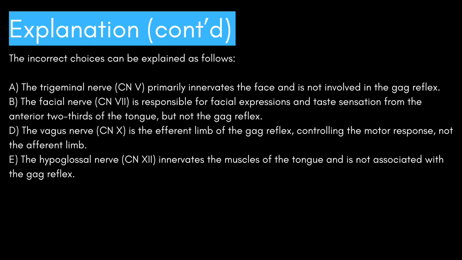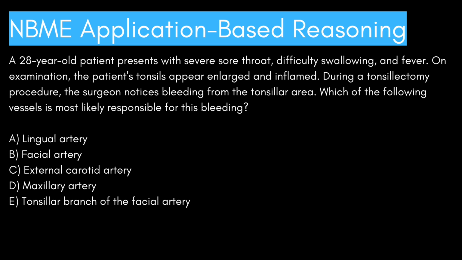All right, now that we have covered this question, let's move on to look at the next question. A 28-year-old patient presents with severe sore throat, difficulty swallowing, and fever. On examination, the patient's tonsils appear enlarged and inflamed. During a tonsillectomy procedure, the surgeon notices bleeding from the tonsillar area. Which of the following vessels is most likely responsible for this bleeding?